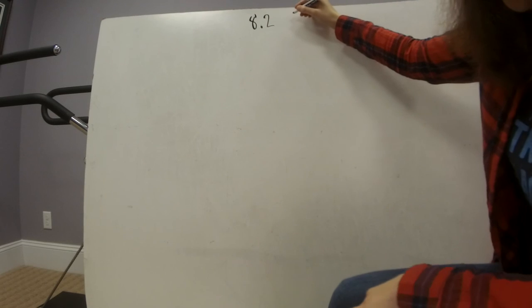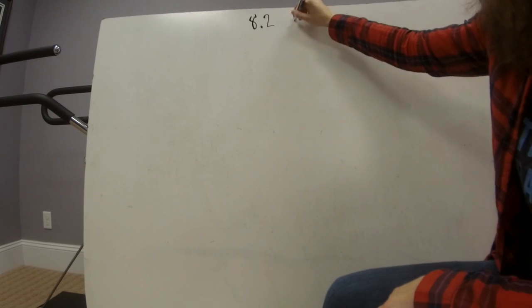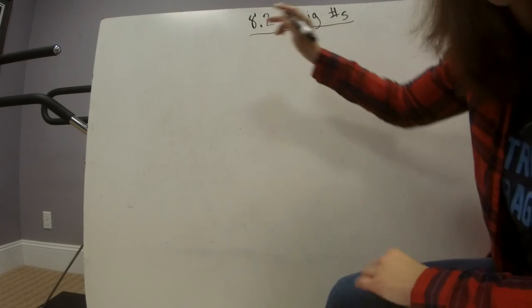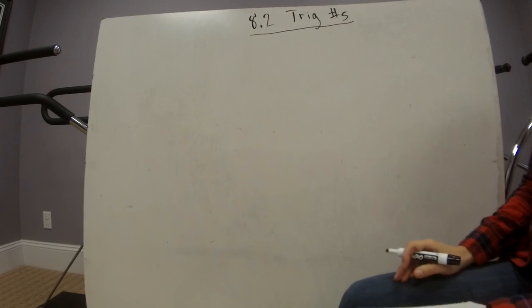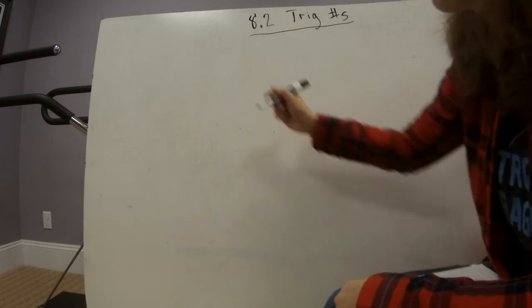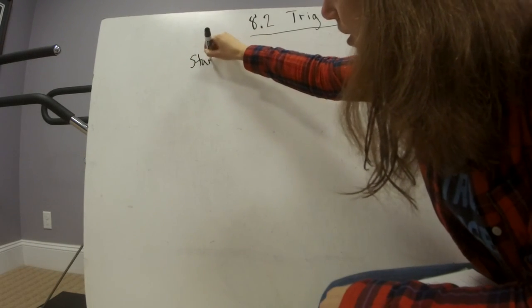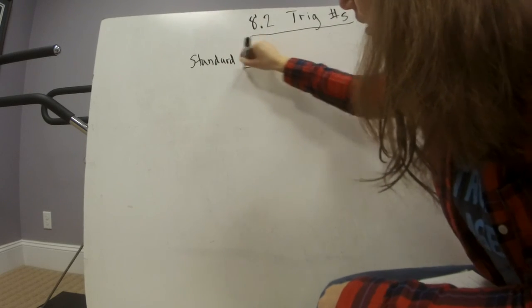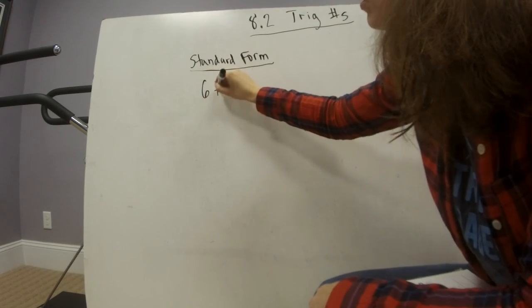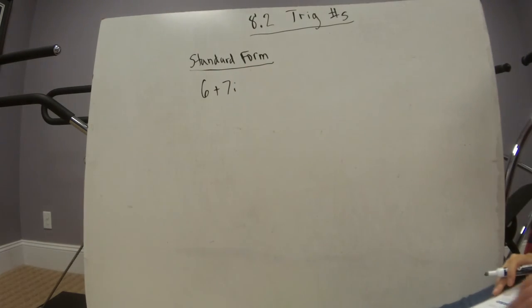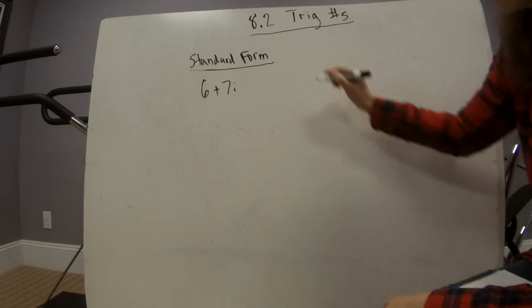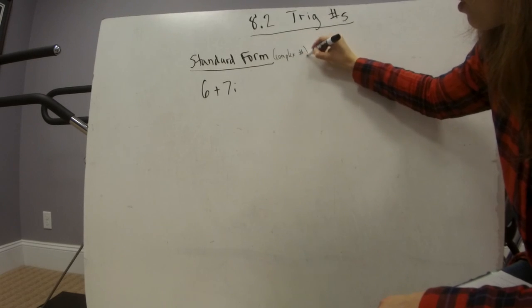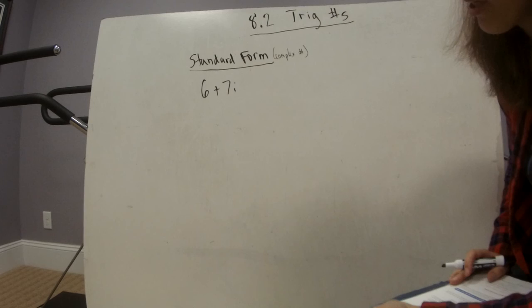But this is 8.2, and really what it's about is trig numbers, or numbers in trigonometric form, is what they call them. But let's relate it back to vectors a little bit, because essentially what this section is all about is what they're going to call standard form. And standard form is something like 6 plus 7i. That's really a complex number, just something with an i in it.